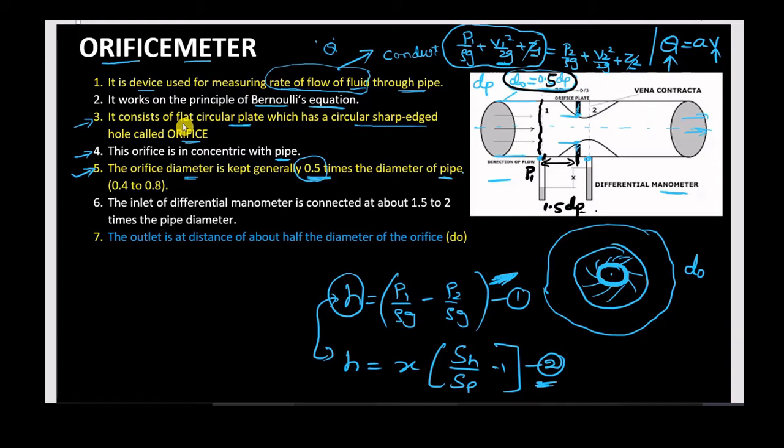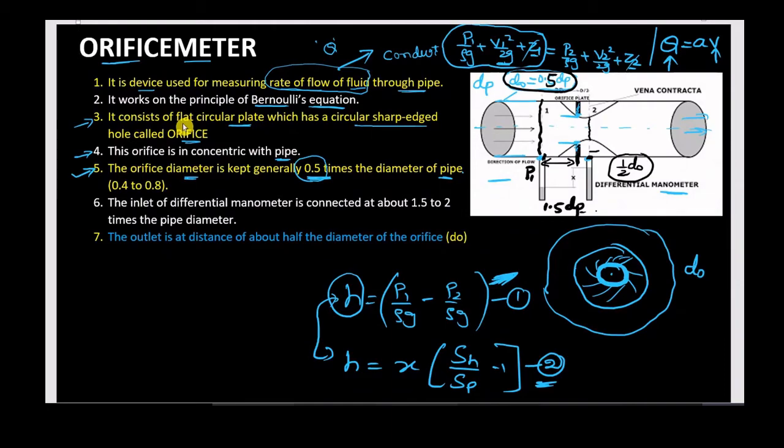There are two important points here. And the last point is the outlet, because we know the manometer has two ends. One end of the manometer is connected to the inlet, and the other end is connected to the outlet. Here this section we have considered as the outlet. There is a standard distance between the outlet and the orifice plate. The distance is half the diameter of the orifice, not the diameter of the pipe. It is the diameter of the orifice, means the distance between the outlet of the manometer and the orifice plate is half of the diameter of the orifice, not the pipe.